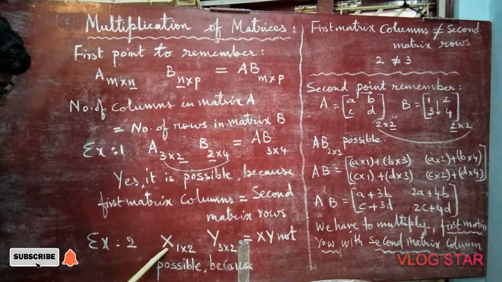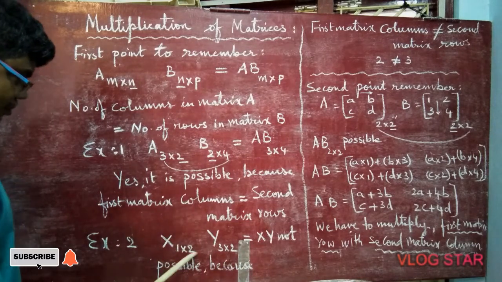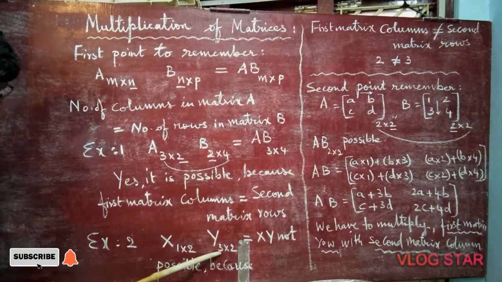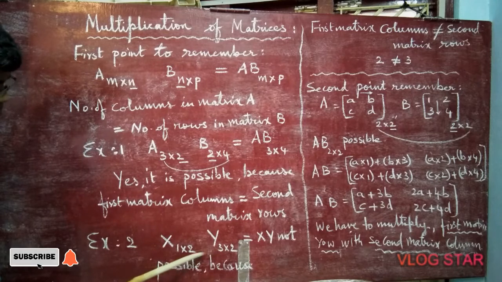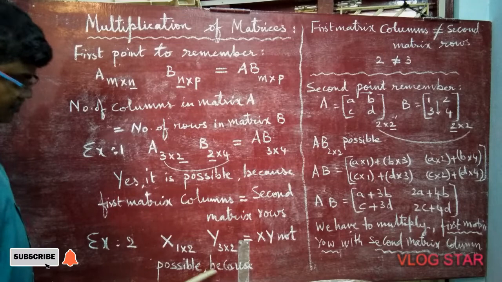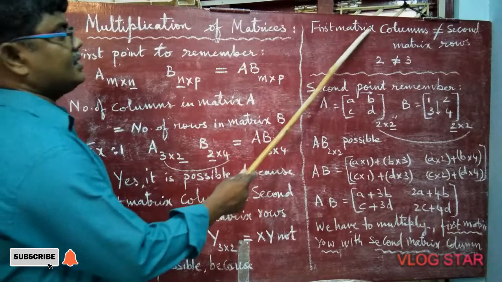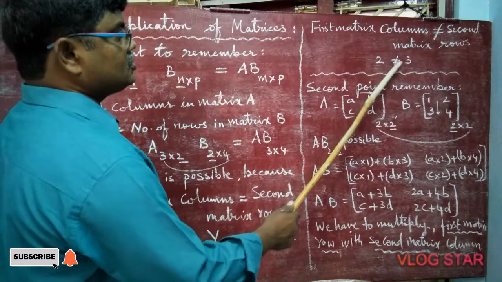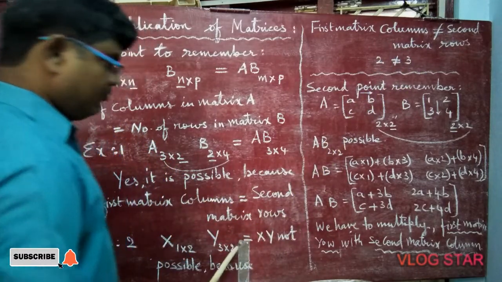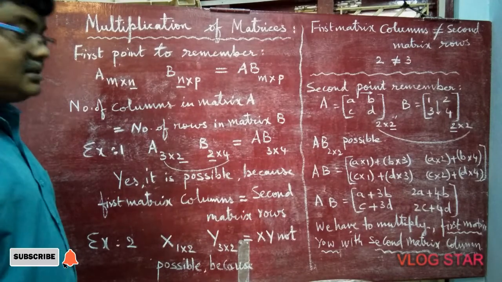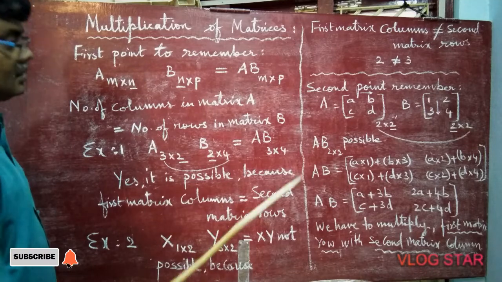Now example 2. Here one X matrix is there and Y matrix is there. We are multiplying X, Y. Whether it is possible or not? Here columns are 2 and rows are 3. Are they equal? Is 2 equal to 3? Not equal. So XY is not possible because the first matrix columns are not equal to the second matrix rows. 2 is not equal to 3. So it is impossible. We cannot multiply matrices of this type.